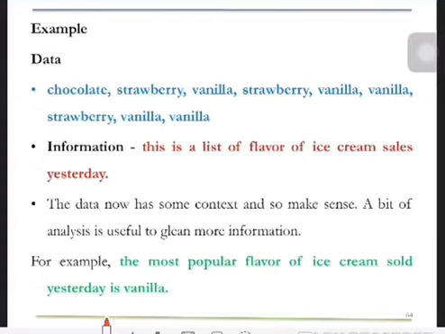Information, this is a list of flavor of ice cream sales yesterday. The data now has some context and some makes sense. A bit of analysis is useful to glean more information. The most popular flavor of ice cream sold yesterday is vanilla. So this one is also information.